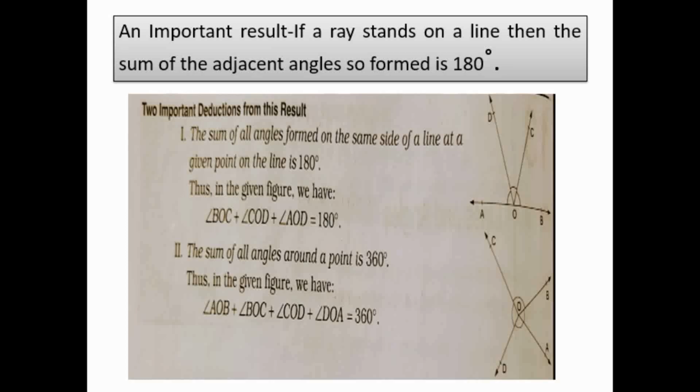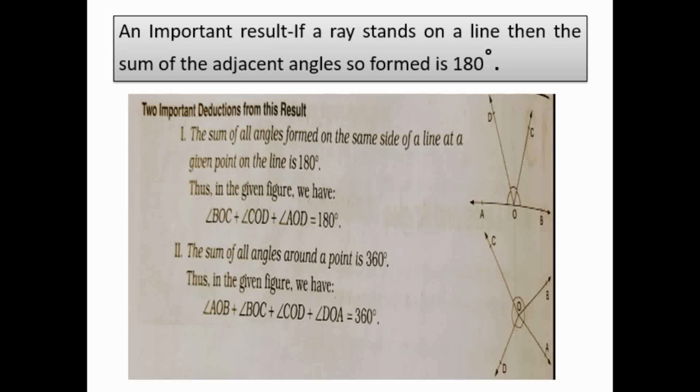So a straight line is always 180 degrees. So we get an important result. If a ray stands on a line, then the sum of the adjacent angles so formed is 180 degrees. Because a straight line is 180 degrees, we have two important deductions from this result. First, the sum of all angles formed on the same side of a line at a given point on the line is 180 degrees. Now if you see on line AOB, which three angles are there? Angle AOD plus angle DOC plus angle COB. When we add all three, they are 180 degrees because it's a straight line.